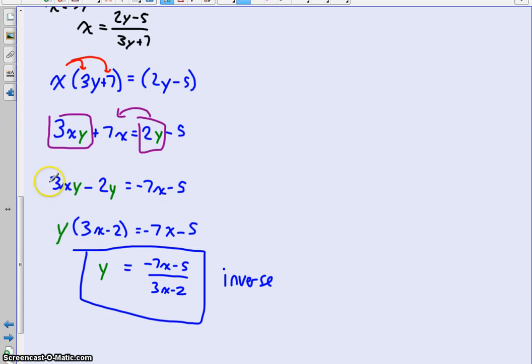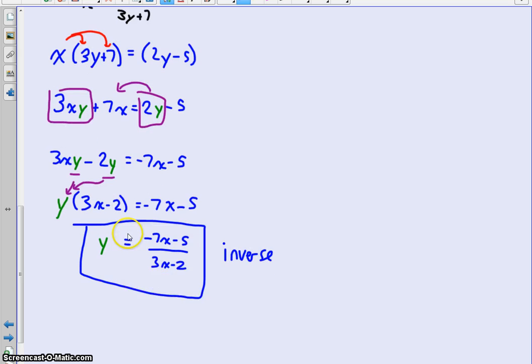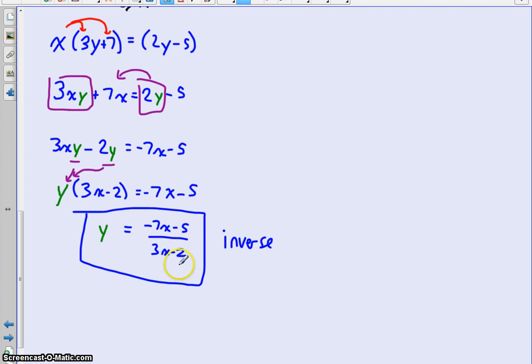And then from here, the only way I can isolate for y is if I factor out as a common factor y from these two terms right here. So I factor out the y, and I'm left with 3x minus 2, which when I divide by 3x minus 2 gives me negative 7x minus 5 all over 3x minus 2. So that is now the equation of my inverse.